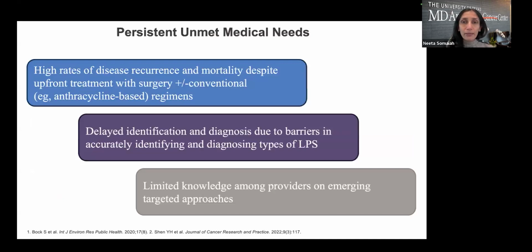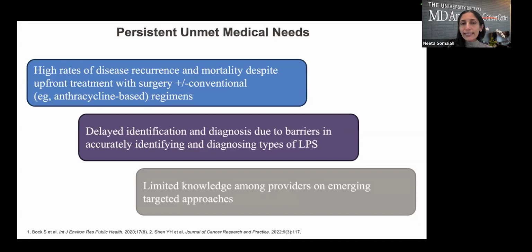Now, what are the persistent unmet medical needs? Unfortunately, that's why we all are, in the academic world of sarcoma, all of us across the nation and the world, also in sarcoma centers, working towards trying to improve outcomes, because there is a very high rate of disease recurrence, which means your tumor was removed and now the tumor comes back. And this ultimately leads to death from disease, despite upfront treatment with surgery or other chemotherapy some might have received with their surgery. The rate of recurrence can be high.